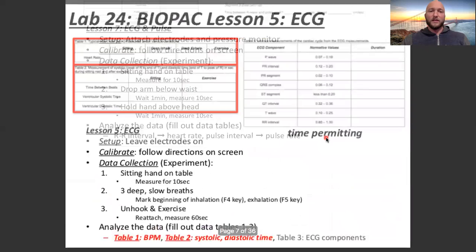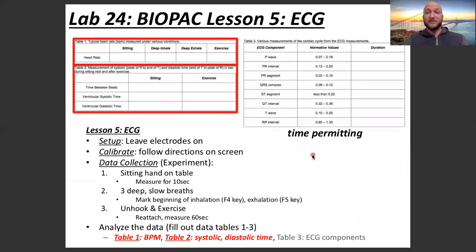For lesson 5, so this is the second part that we're doing. For BioPack lesson 5, it's going to be similar. We're not going to do anything with pulse pressure wave, but we're going to do a deep dive into ECG. So we're going to leave the student, the experimentee, hooked up to the ECG. We're going to leave the electrodes on. We're going to follow directions on the screen for laboratory 5, lesson 5, and we're going to collect the data.